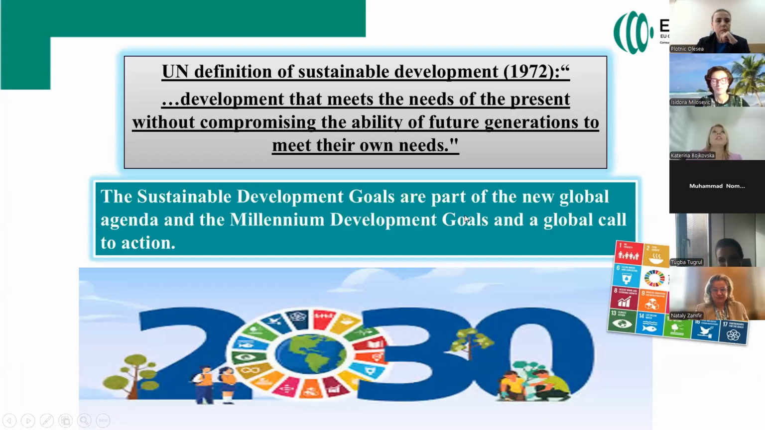And this is a definition of the United Nations about sustainable development: development that meets the needs of the present without compromising the ability of future generations to meet their own needs. The Sustainable Development Goals are part of the new global agenda and Millennium Development Goals, and a global call to action.